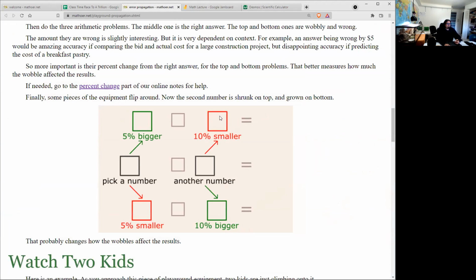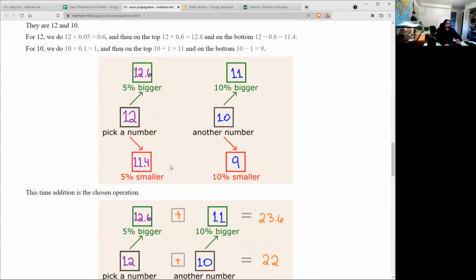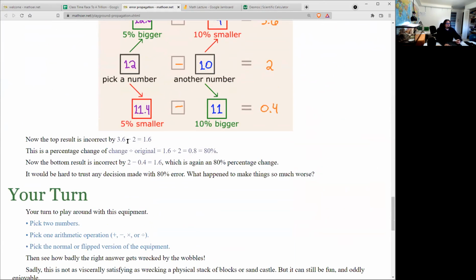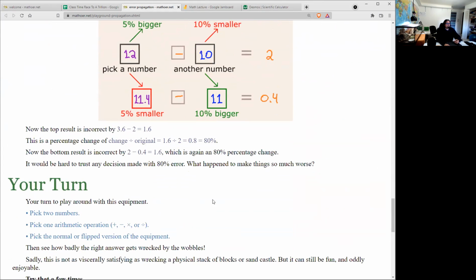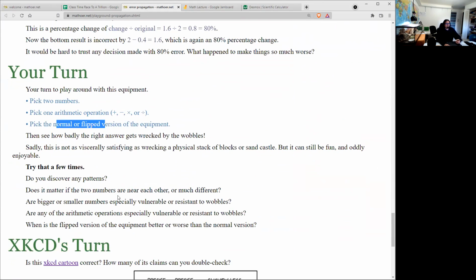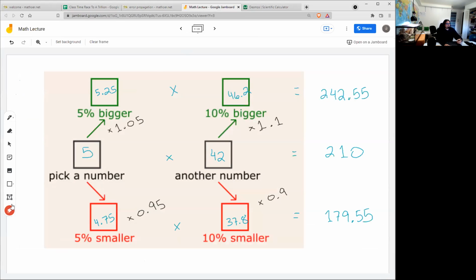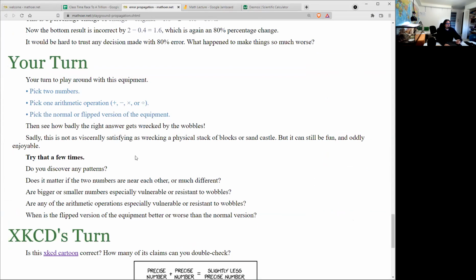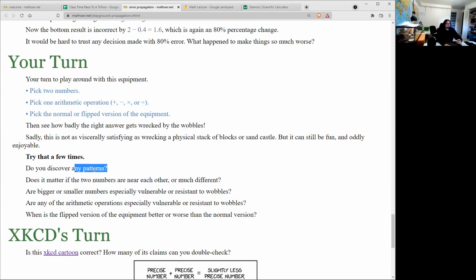You could also flip things around so that the second time it gets smaller on the top and bigger on the bottom, instead of both of them having bigger on the top. So here's some examples of people playing with it. Some examples of the percent change math. So do it a few times on either the normal or flipped version and experiment and see. Does one type of arithmetic get destroyed more than another? Get different from what the answer should be. Maybe subtraction is especially fragile or something like that. See if you discover any patterns of what makes big differences or not.